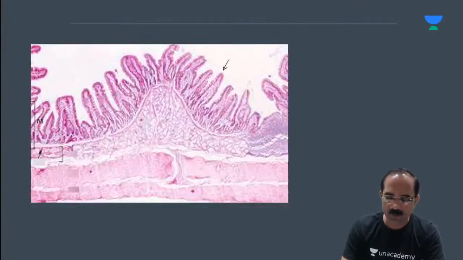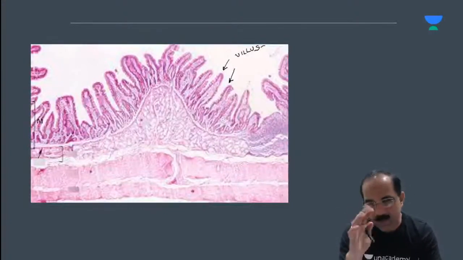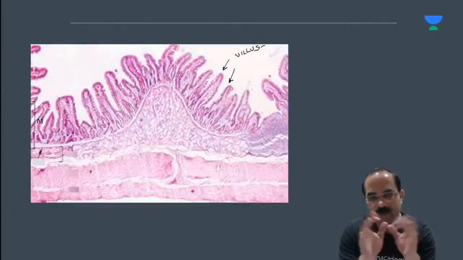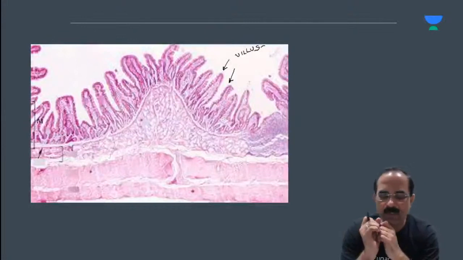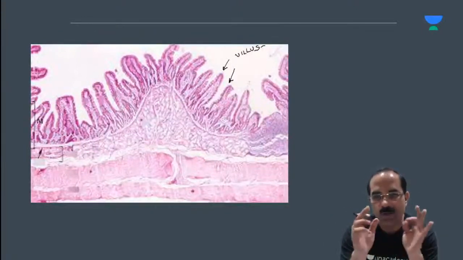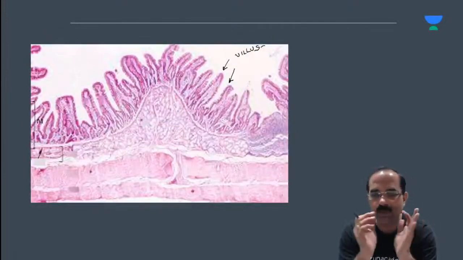What are these finger-like processes, finger-like projections? This is known as the villus. So the moment you find villus, finger-like processes, it is a slide of small intestine. That means it would be either duodenum, jejunum, or ileum.